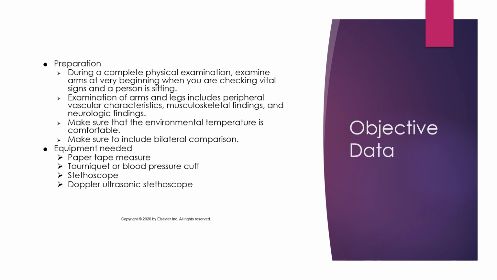As we prepare to collect objective data, we're going to get our equipment. Sometimes we might need a tourniquet or a blood pressure cuff, a stethoscope. We may need a Doppler ultrasound if we think we're going to have trouble finding pulses on our patient. And sometimes the patient's pulses may be decreased if they have peripheral vascular disease.